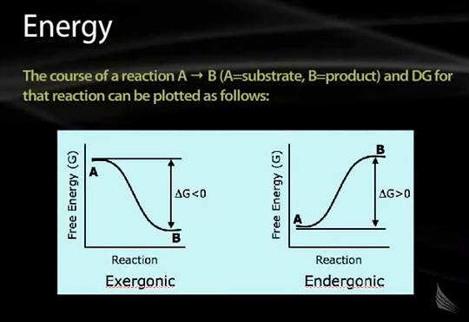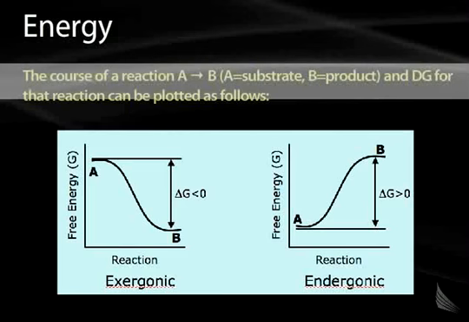Now, this is illustrated in the following schematic diagrams. Now, for a reaction that proceeds from A to B, let's say A is a substrate and B is a product. On the left-hand side, in an exergonic reaction, notice that it proceeds from a high-energy state, G, in A, to a low-energy state in B. And so the delta G in this case is going to be less than 0. If you subtract A from B, you get a negative number. And that means that there's been a release of free energy. This is an energy-producing or an exergonic reaction.